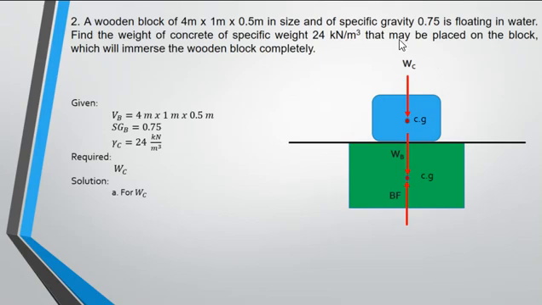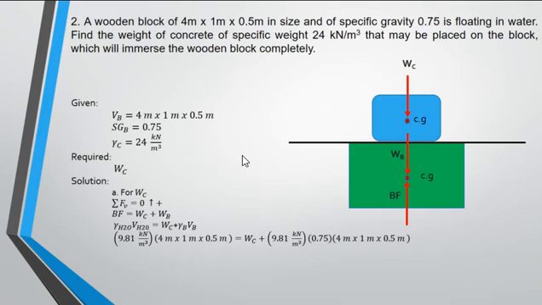To solve for the weight of the concrete, we just have to apply the equilibrium equation. We sum up forces vertically, and we assume upward positive. So the buoyant force is equal to the weight of the concrete plus the weight of the wooden block. The buoyant force is the product of the specific weight of the fluid and the volume of the fluid. Then we have to solve for the weight of the concrete. The weight of the wooden block is also the product of the specific weight of the block and the volume of the block.